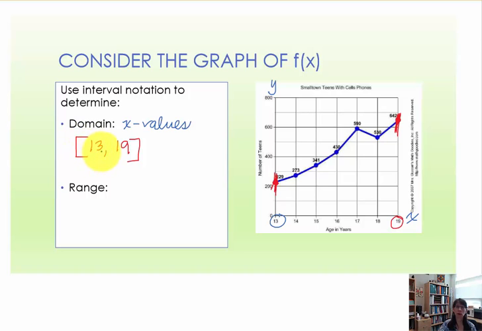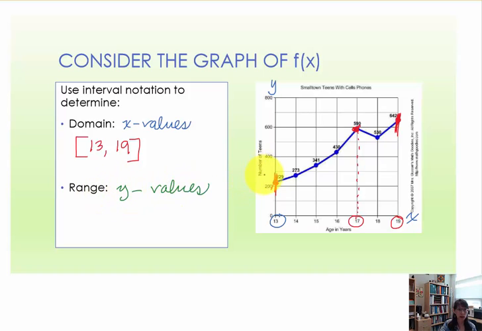So if you think of a number between 13 and 19, say 17. We go to the graph, there's 17. Follow that up. Sure enough, we're going to find our relation corresponding to an x value of 17. So anything in between 13 and 19 and including those endpoints are part of the domain. For the range, remember, that is concerned with y values.